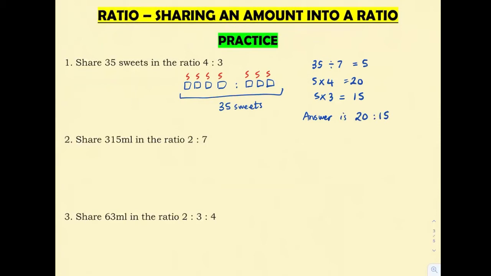For the second one, we've got 2 parts to 7 parts.